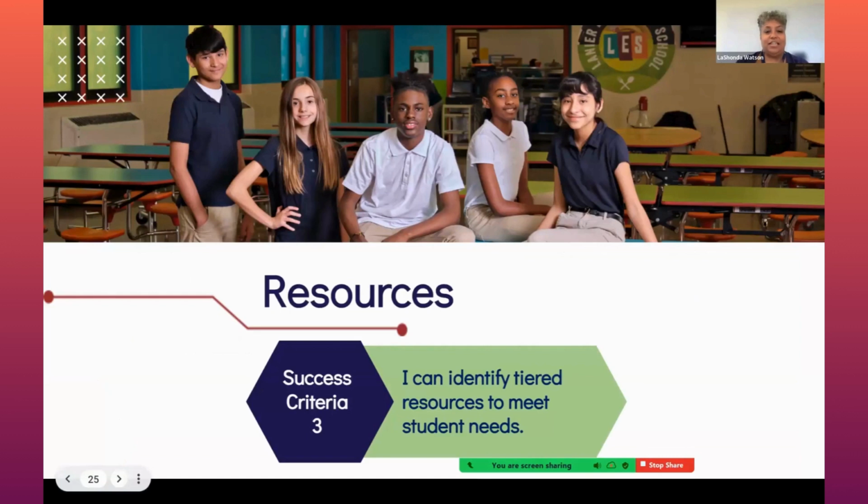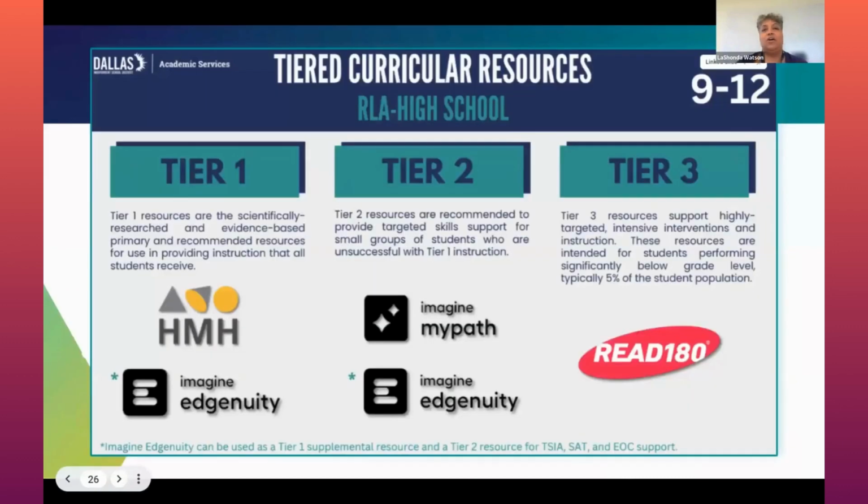Moving into success criteria 3, we are going to identify tiered resources to meet students' needs. As previously discussed, HMH is a primary resource for Tier 1 instruction for all high school grades. For English 3 and 4, Imagine Learning will also be used for half of that instructional time for Tier 1 instruction. MyPath and Edgenuity can also be used for Tier 2 instruction for all high school grades. And Read 180 is our Tier 3 resource for schools who selected its usage for this particular school year.